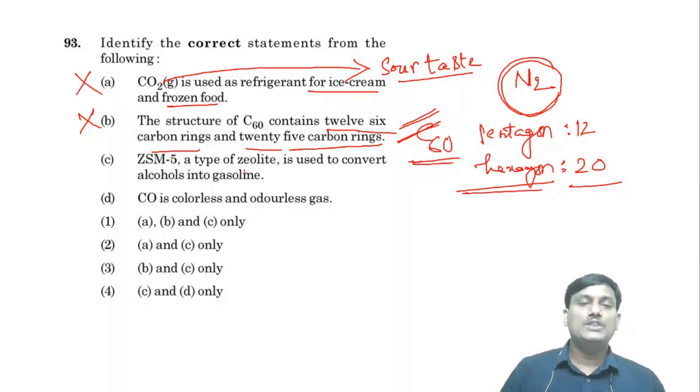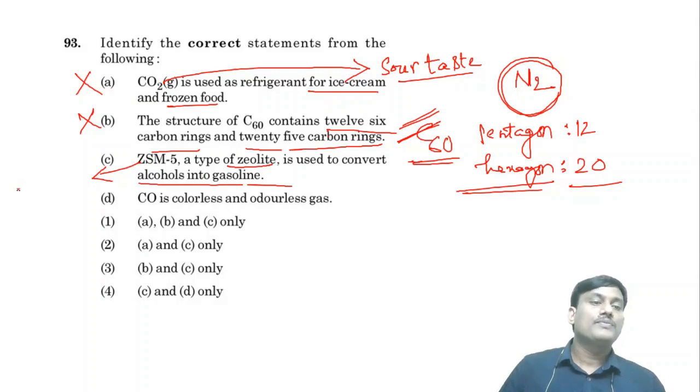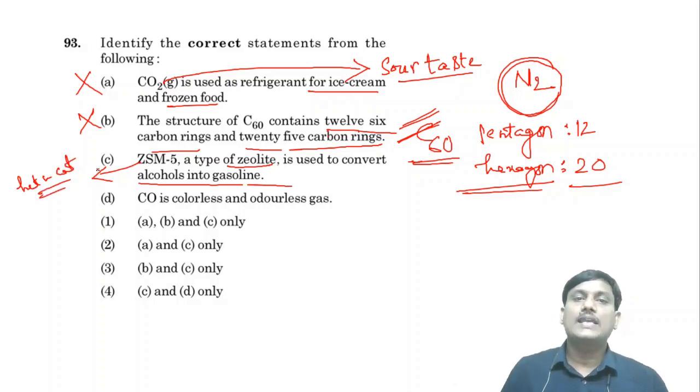ZSM5, a type of zeolite, this one is correct, is used to convert alcohols into gasoline. This is directly from NCERT. ZSM5 is a heterogeneous catalyst which is used in cracking of petroleum products and also conversion of alcohols into gasoline. This one is correct.